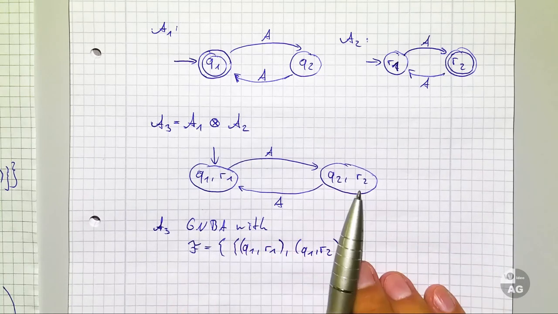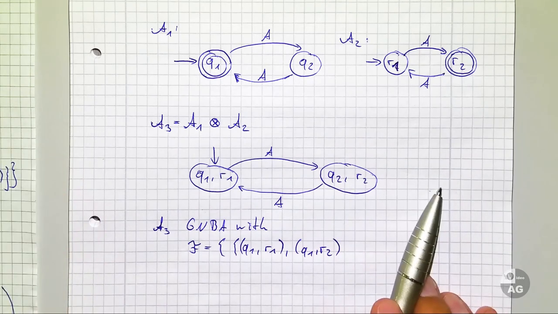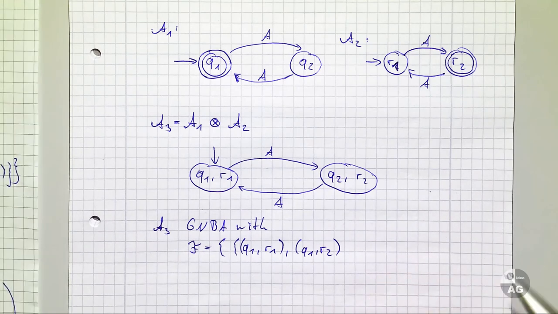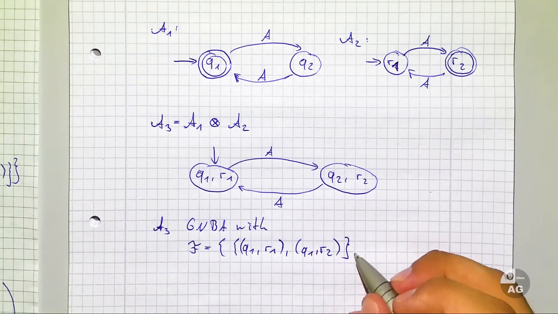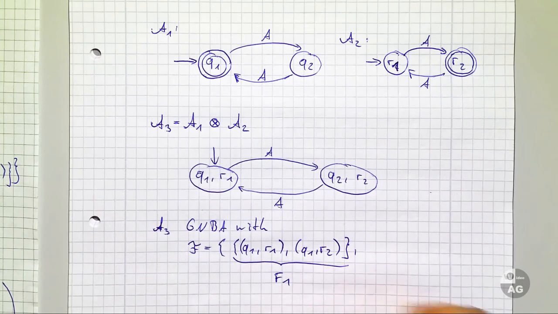I mean, I didn't draw the remaining states. There are two more states. They are just not reachable from the initial state, okay? So I omitted them here, but technically there are two more states in this product. Okay, this is one set of accepting states. Let's call it F1.